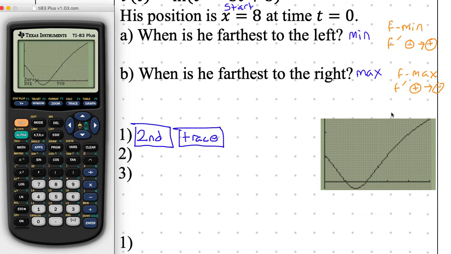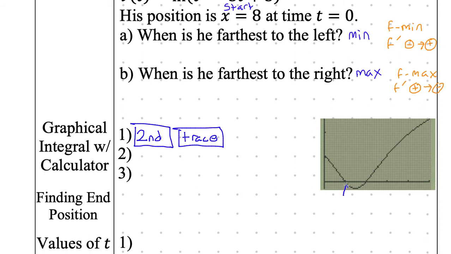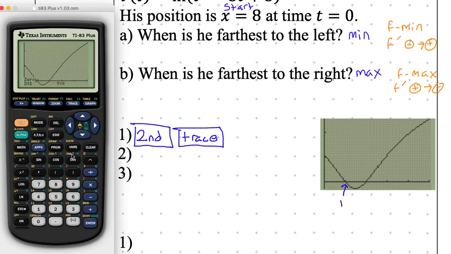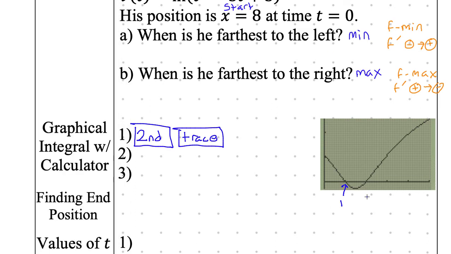Okay, so we can come in here and label our notes. This position over here in our notes, this position right here is one. Cool. What about that spot right there? I'm going to guess it's two. Let's check it. So I'm going to do second trace two. I'm going to guess 1.5 to 5, and I'm going to guess 2. It is 2. Okay, so we have confirmed with the calculator it is a 2 for that 0. We can label it in our notes as well. This is 2.